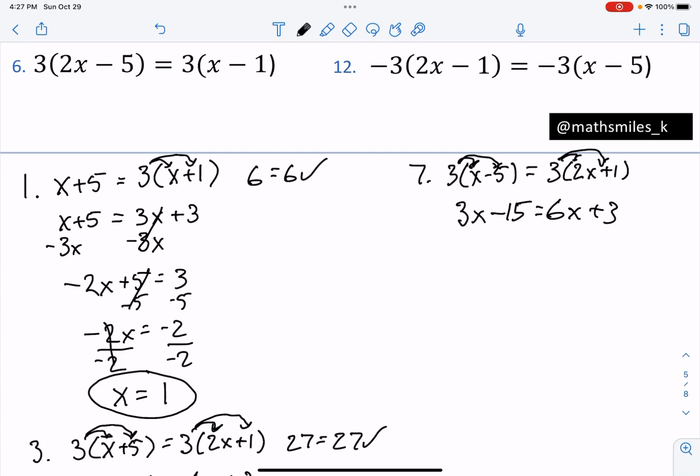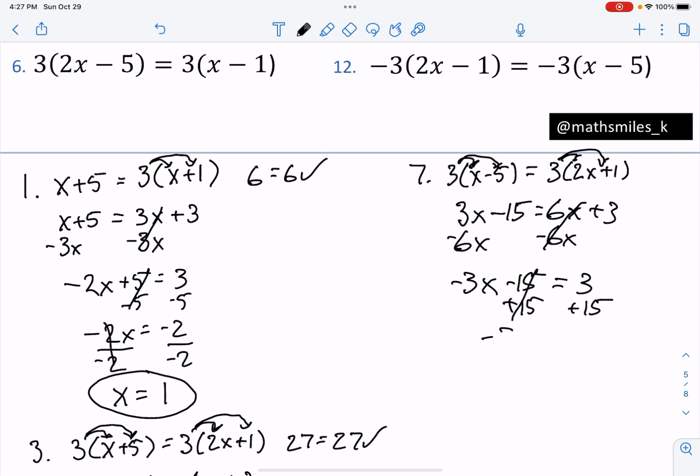This looks kind of similar to the one we just did, but there's a plus sign where we had a minus sign before. So we're going to get rid of our 6x here, minus 6x. Negative 3x minus 15 is equal to 3. Add 15, add 15. Negative 3x is equal to 18, and we're going to get a different solution here because it was a little bit different. Divide by negative 3, divide by negative 3, and for us, x is equal to negative 6.